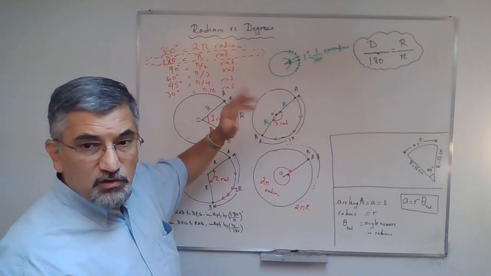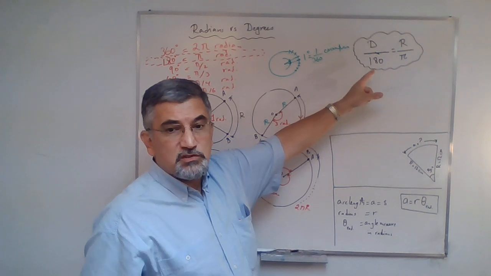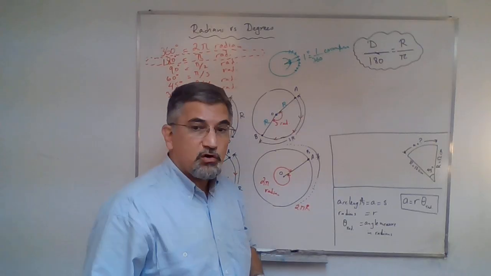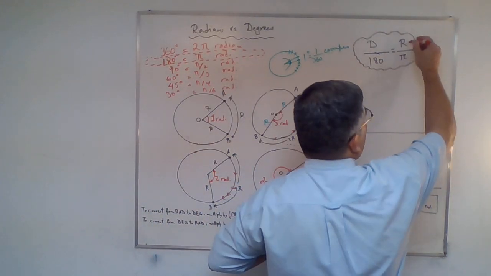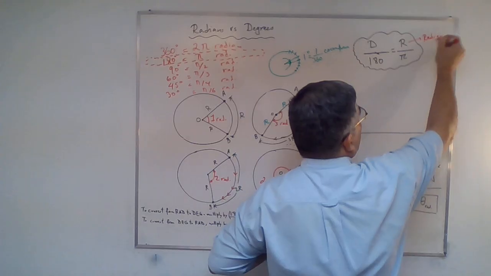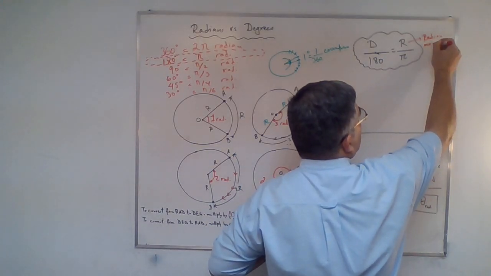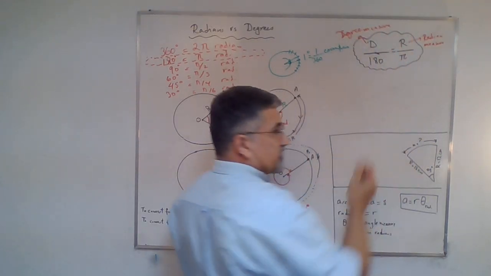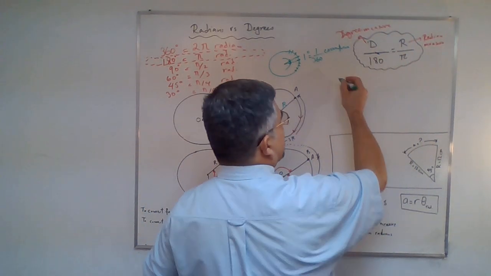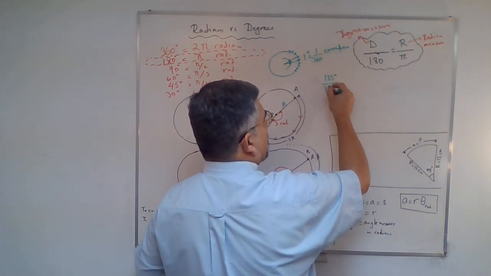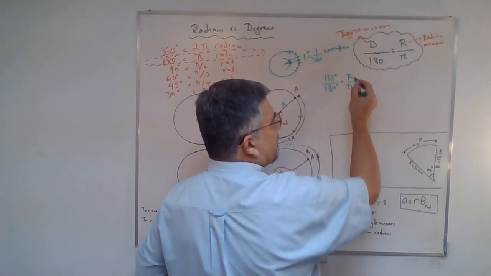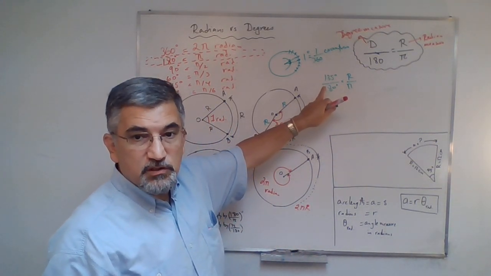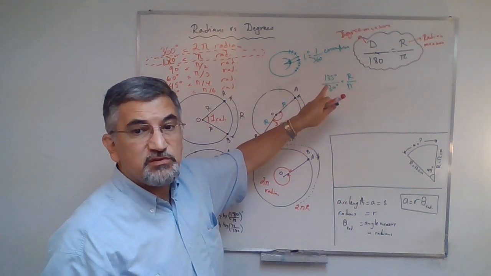Okay, so in order to convert units, one way of doing it is by using this nice formula, D over 180 equals R over pi. D stands for the degree measure of the angle, and R stands for the radian measure of the angle. So let me give you an example. 135 degrees. We want to convert it into radian. How many radian? So you're going to plug in for D, because D is given, 135 degrees. That's the degree measure of the angle.